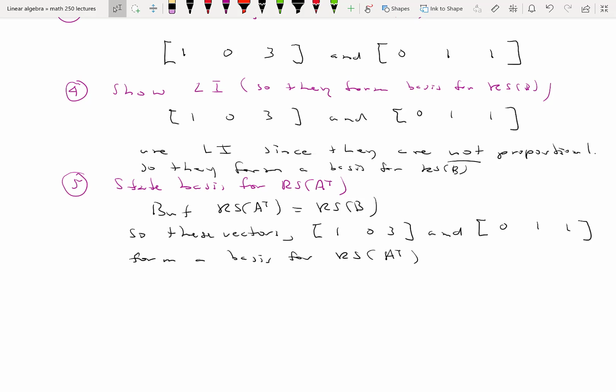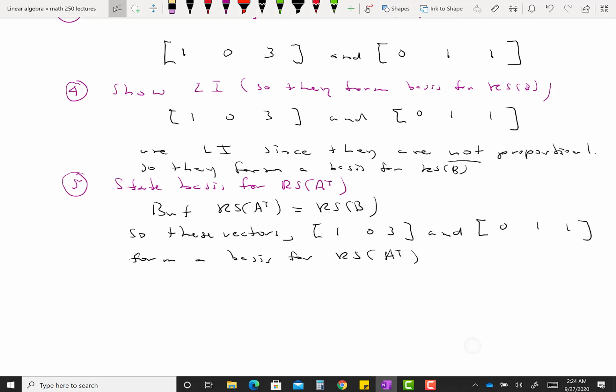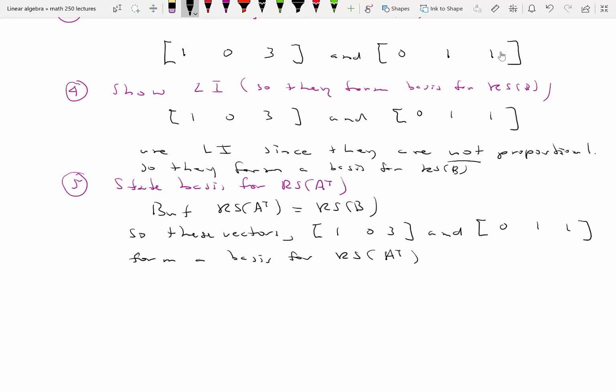So what do you suppose is step 6? Since we took the transpose of the matrix to do this work with row space, we take the transpose of these basis vectors to get the basis for the column space. We transpose back. So step 6: state the basis for the column space of A.